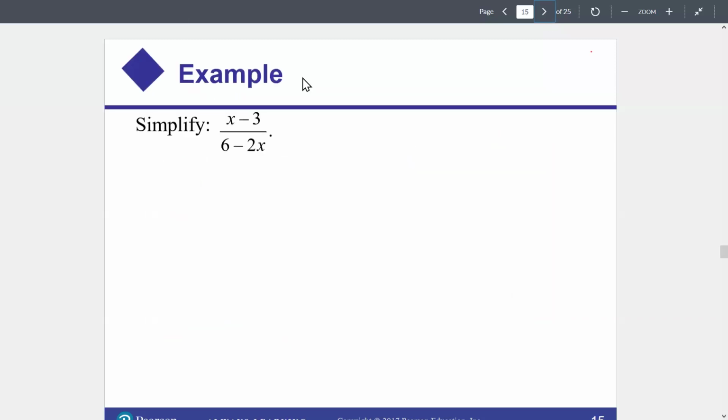Okay, so one more example. If we want to simplify this, we've got x minus 3 on top. And on the bottom, I can factor out a 2, and then I'm going to have 3 minus x. So you might be looking at this going, well, I can't do anything else with that. So here's a little trick. Oftentimes we will see a situation like this where I have x minus 3 on top, but on the bottom I have what is really an additive inverse, 3 minus x.